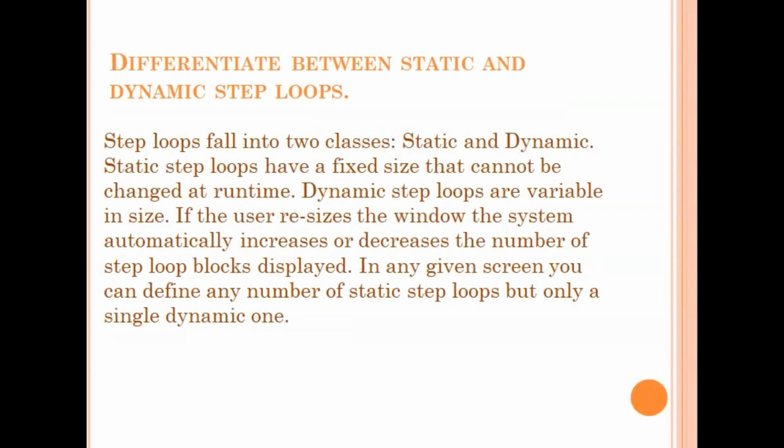What is the difference between static and dynamic step loops? Answer: step loops fall into two classes, static and dynamic. Static step loops have a fixed size that cannot be changed at runtime. Dynamic step loops are variable in size. If the user resizes the window, the system automatically increases or decreases the number of step loop blocks displayed. On any given screen, you can define any number of static step loops but only a single dynamic one.